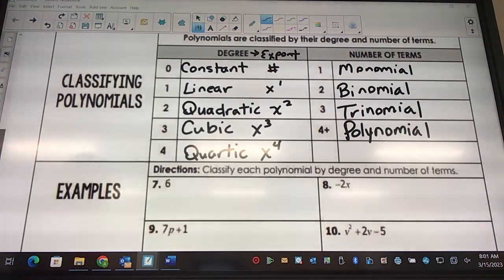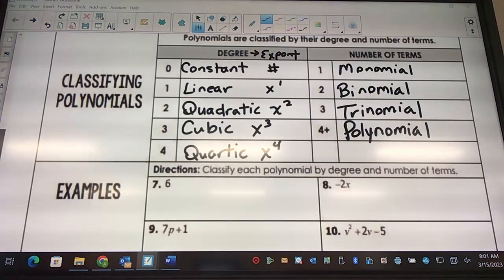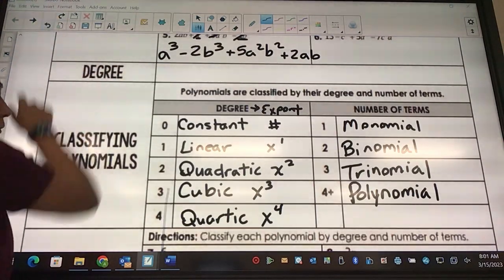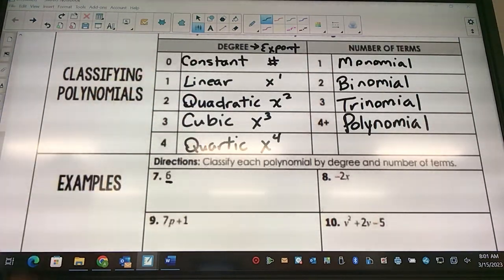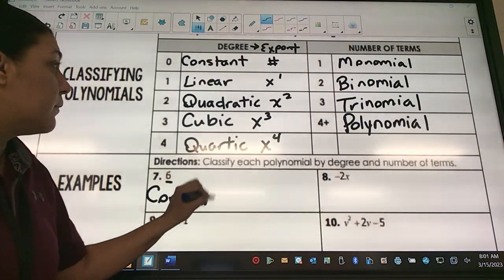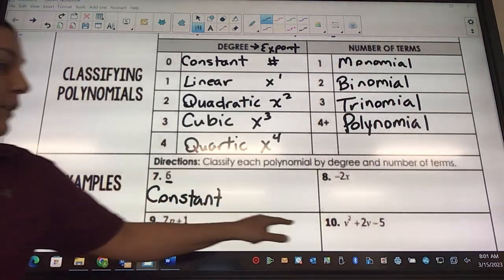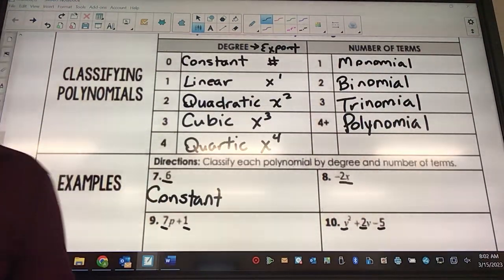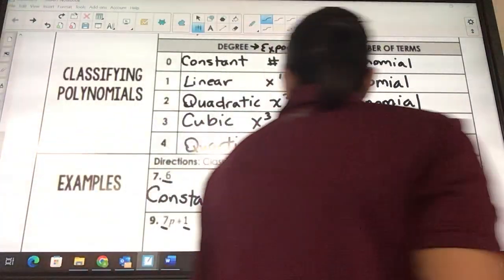Okay, some examples. On all of these problems that you're going to do on your sheet and on here, you're going to pick from each category. This 6 has a power of what? It's going to be a constant. How many terms? Okay, so we're looking at the pieces. So like this one has 1, 2, 3 pieces. This guy's got 1 piece, 1 piece, 2 pieces. So how many pieces does he have? 1, so he's going to be a monomial.